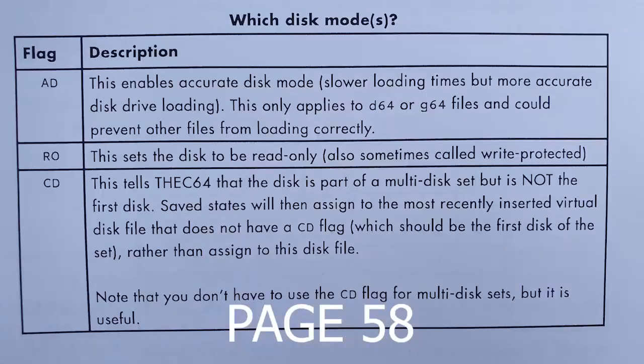And just so you know, you have to do this adjustment on your computer before you put it into the 64. Okay, so this AD enables accurate disk mode. It's a slower method of loading and helps programs that are a bit problematic to load. And the flag RO sets the disk to read-only, and this sometimes can also help with problematic programs. And as I mentioned, you put these flags into the file name on your PC before you put your USB stick into the C64.